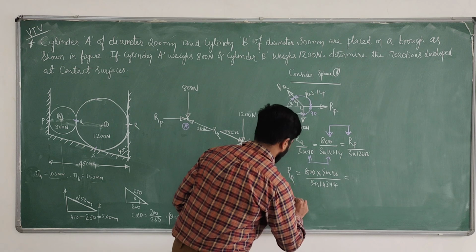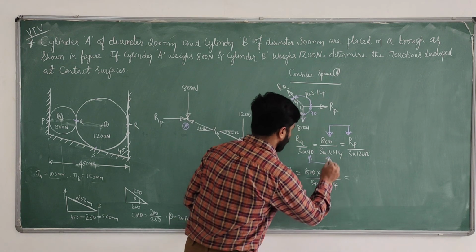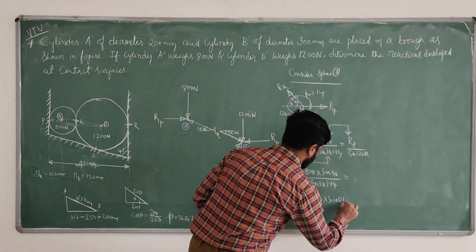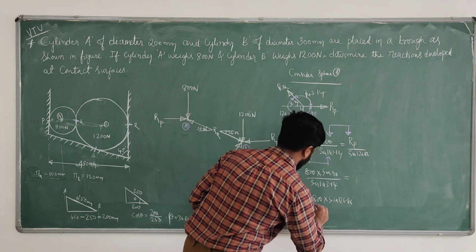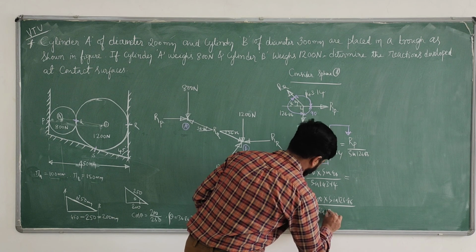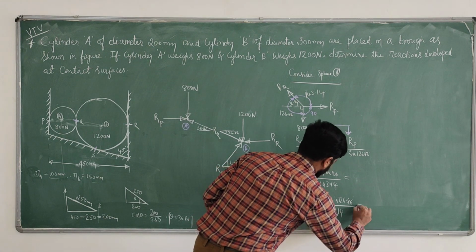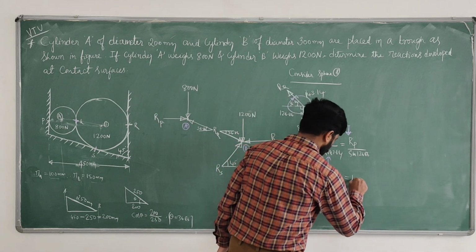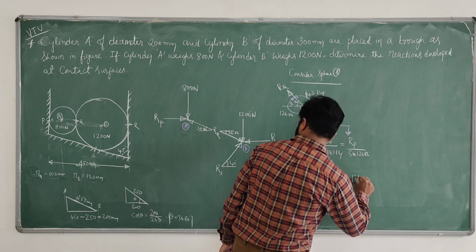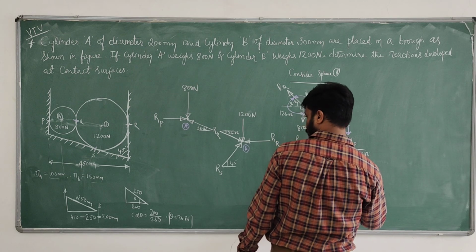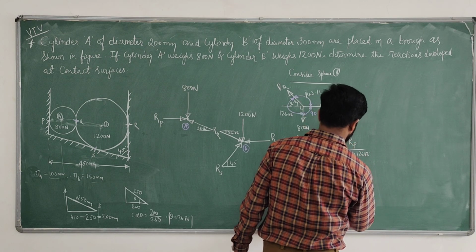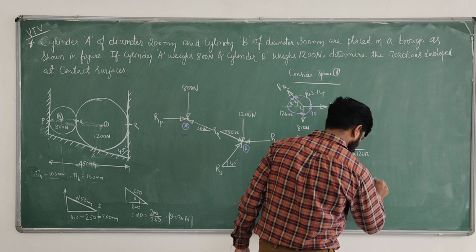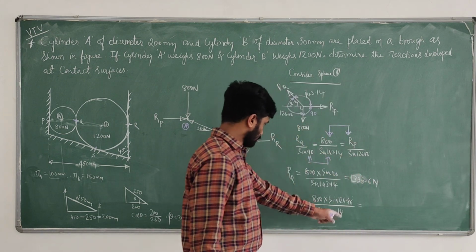Similarly, if you want RP, RP equals 800 multiplied by sin 126.86 divided by sin 143.14. What is the value of RQ? RQ is 1333.6 Newton.